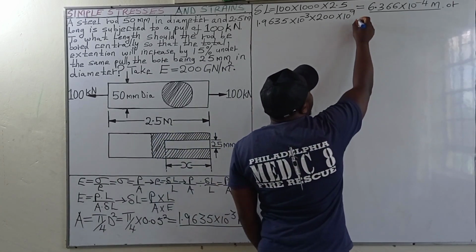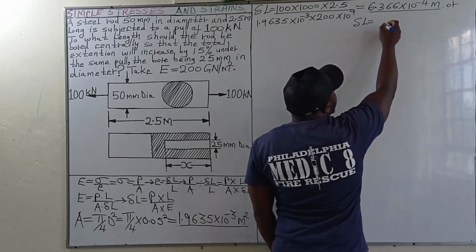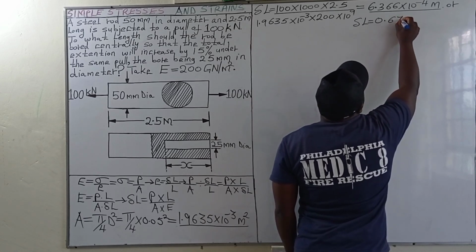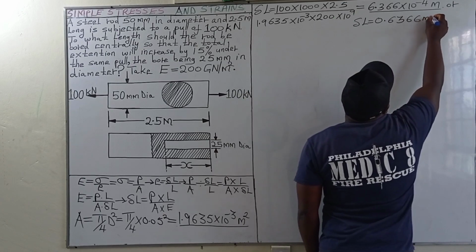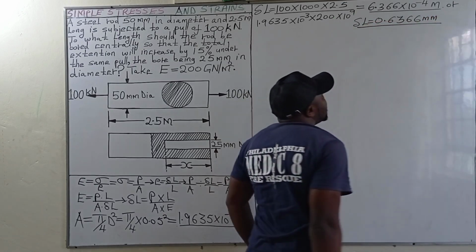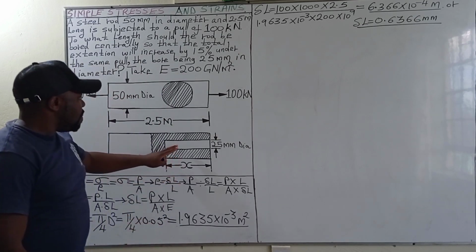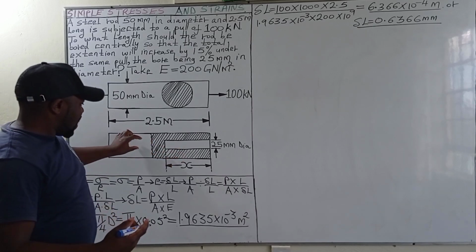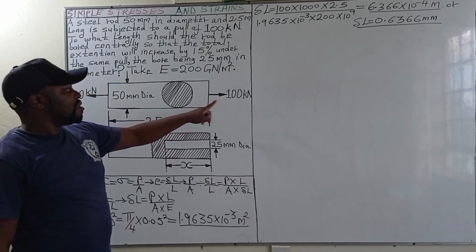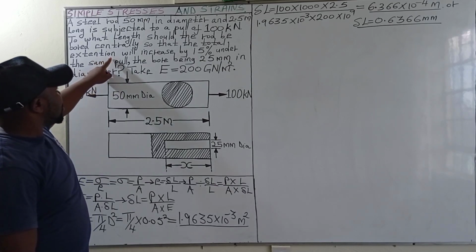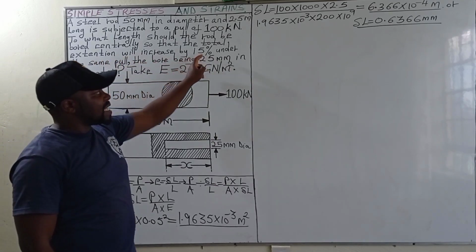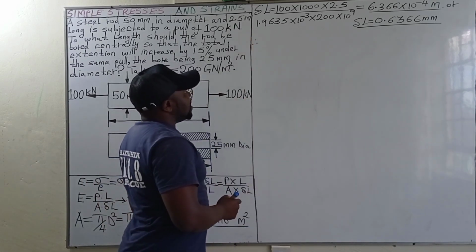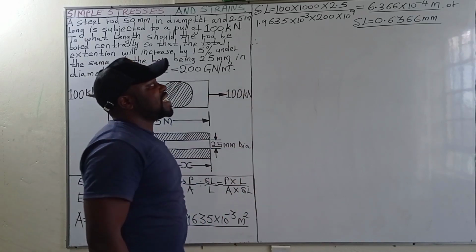We are going to get a change in length of this steel rod to be 0.366 millimeters. So that is the changing length of this steel rod. Now we are told that when we bore this steel rod centrally, and then we subject it to the same load of 100 kilonewtons, the elongation or extension will increase by 15%. Therefore, we are going to determine the increase in that extension.